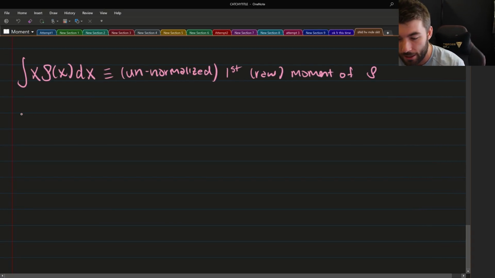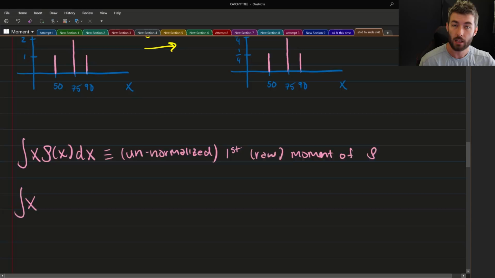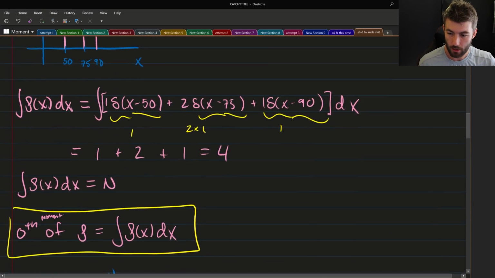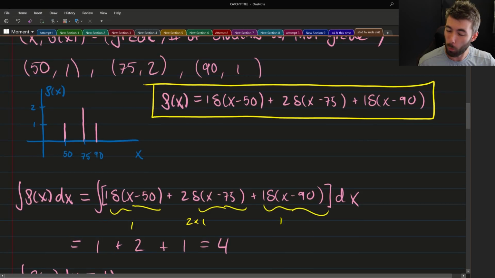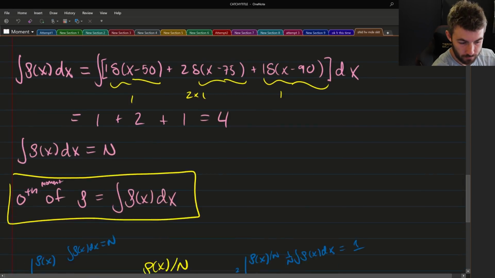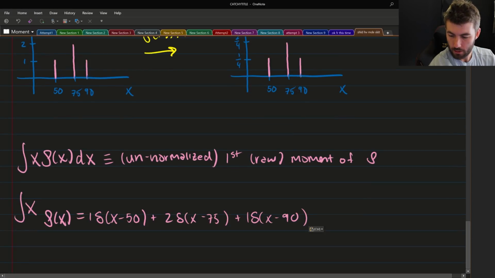So let's go ahead and integrate this. If we integrate x times our original distribution, let's see if we can pick up some kind of interpretation. Spoiler alert, we won't immediately. The normalized version tends to be easier to interpret statistically. But we'll get to that. So right now we're just integrating.